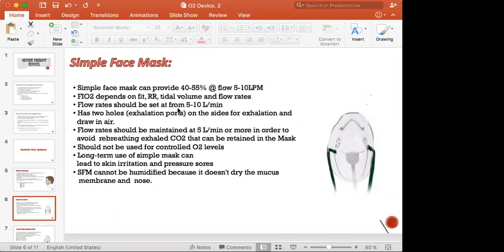The mask has two holes for the exhalation ports from both sides. Flow rate should be a minimum of 5 liters per minute to wash out the CO2 from the mask.